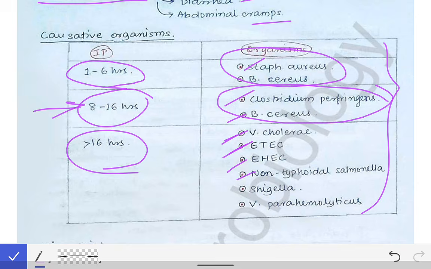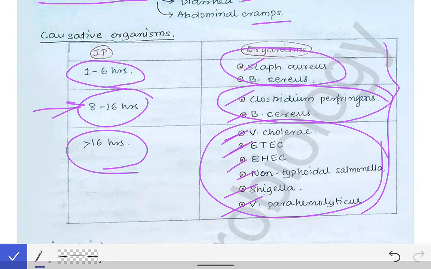What are the non-typhoidal Salmonella? Those are Salmonella typhimurium and Salmonella enteritidis. Those are all the non-typhoidal Salmonella, and they cause food poisoning, so you have to mention them. Then you have to mention Shigella and Vibrio parahaemolyticus, because they cause food poisoning after 16 hours of eating the food.